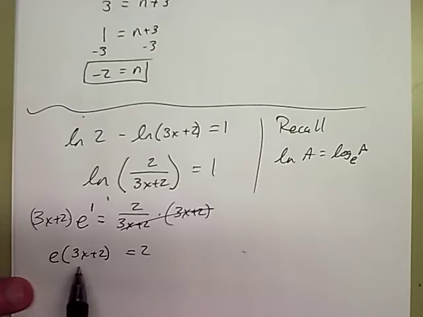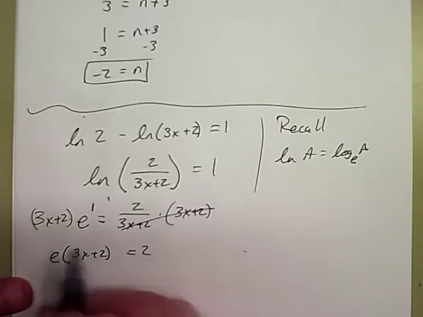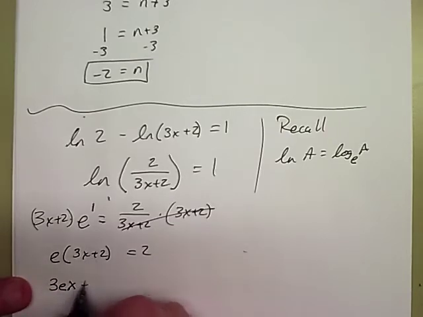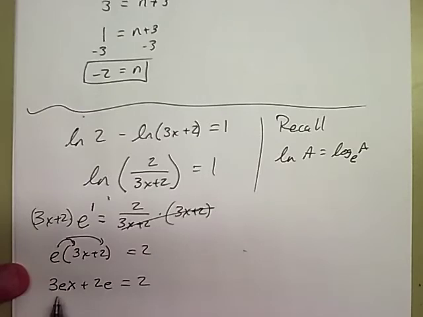Okay, again, I'm trying to solve for x, so I need to distribute the e to both. Like if this was 7, I would distribute the 7, right? If this was a 3 or a 2, any number, I would distribute it, right? So I'm going to distribute the e. So I have 3e x plus 2e equals 2, all right? So just distribute the e to both of these. e is a number, just treat it like a number.